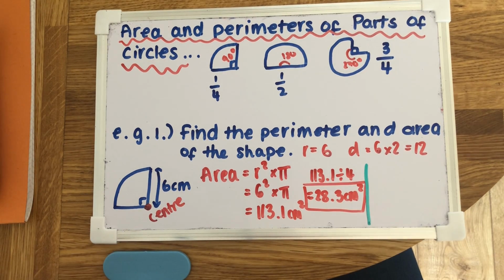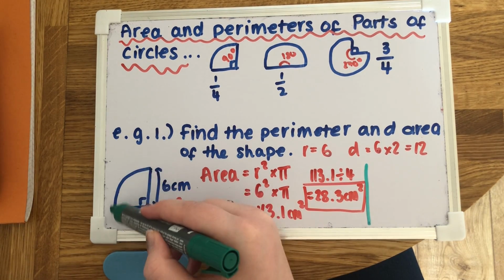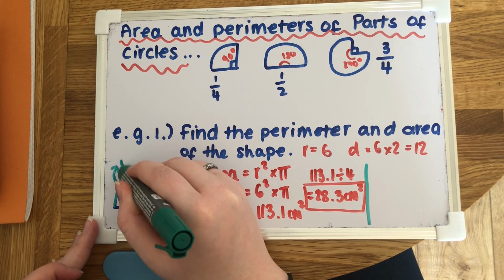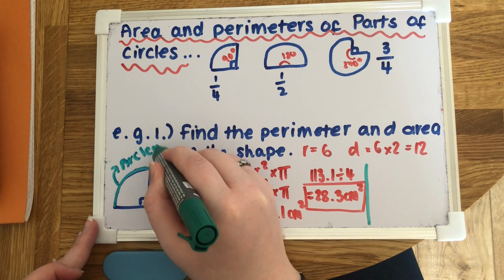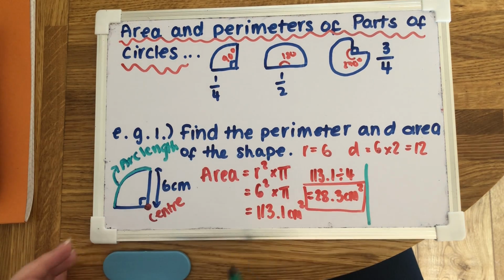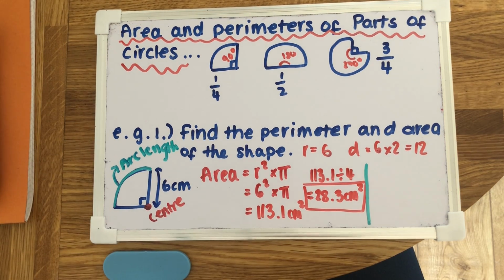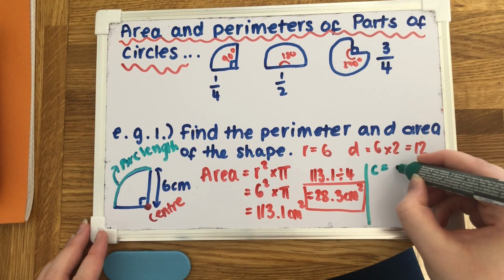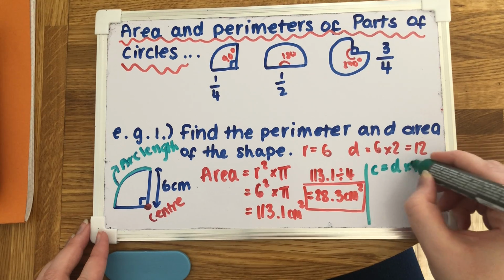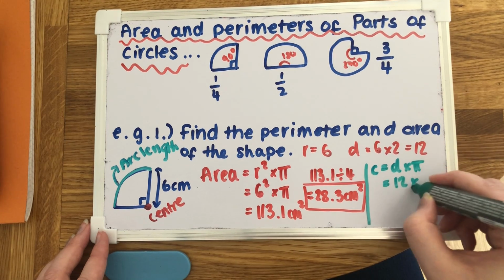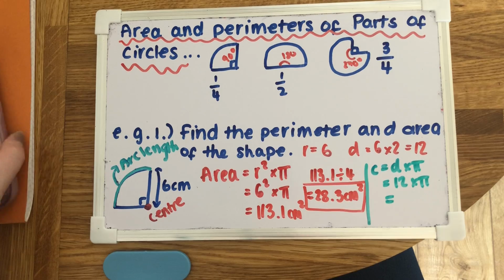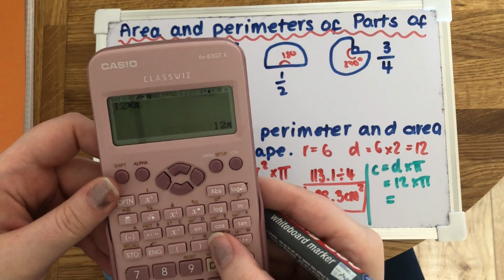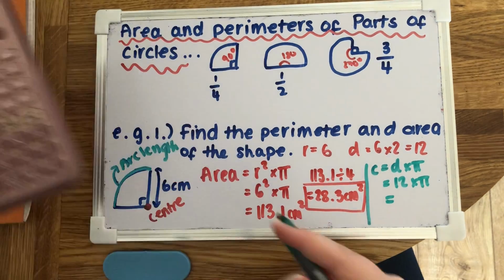So the perimeter, first thing we need to do is find this curvy bit here, which is called the arc length, if you've watched the sector one already. Arc length. Okay, so again, you do exactly the same thing as just finding the circumference. So circumference is the diameter times by pi, so 12 times pi, which gives us 37.7.